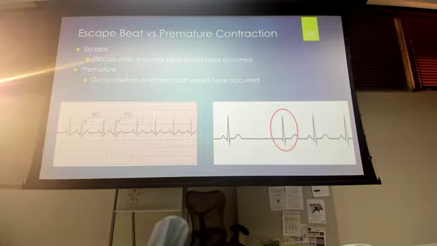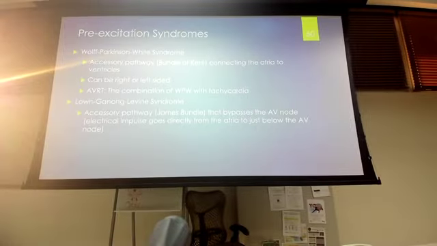Same thing with our escape. It's occurring later than that R wave should have occurred. So you're going to march out your R to R. This one's not in the spot that it's supposed to be. Is it earlier or later? Is it atrial? Is it junctional? Or is it ventricular? So, P wave or no P wave, wide or narrow. Wide is going to be your ventricular beat. All right, that brings us to pre-excitation syndrome.